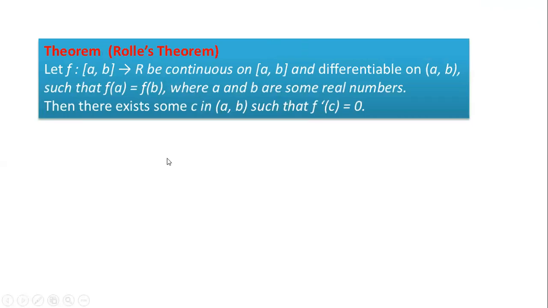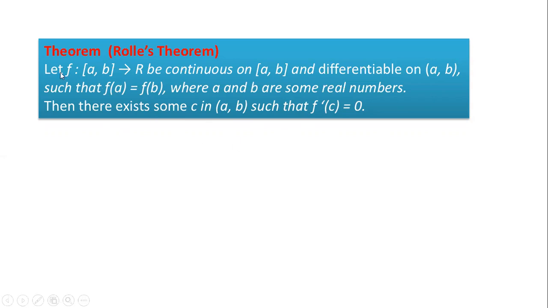Suppose f is a function defined from closed interval [a, b] to R, continuous on closed interval [a, b] and differentiable on open interval (a, b), such that f(a) equals f(b), where a and b are some real numbers, and there exists some c in open interval (a, b) such that f'(c) is equal to 0. So क्या कहती है ये थ्योरम?